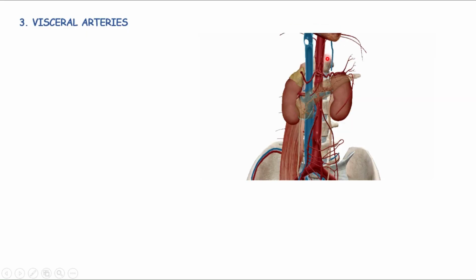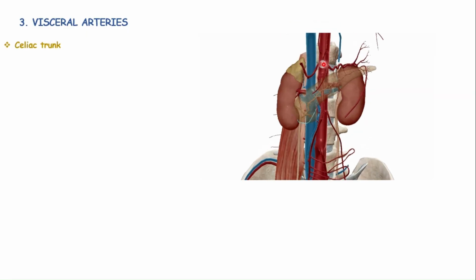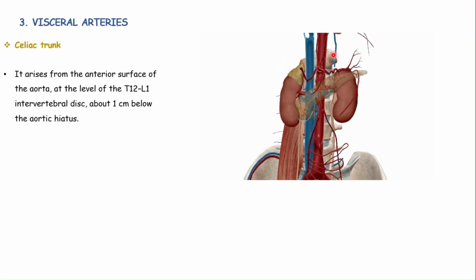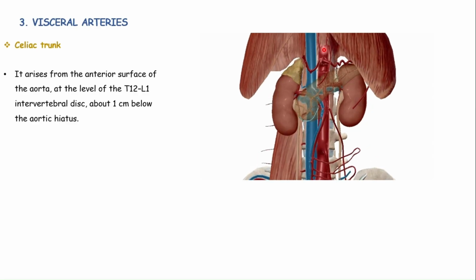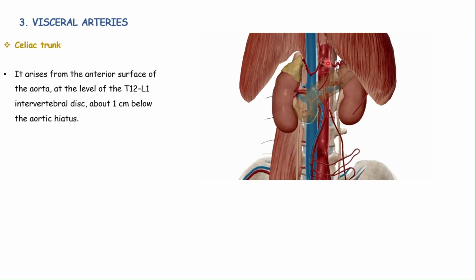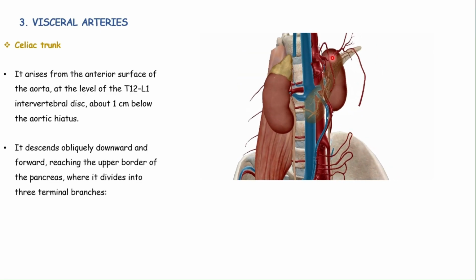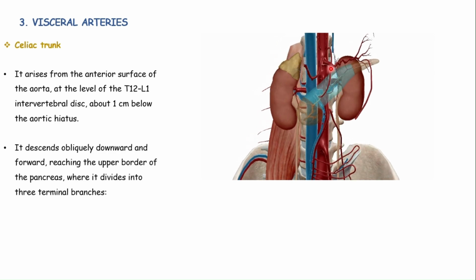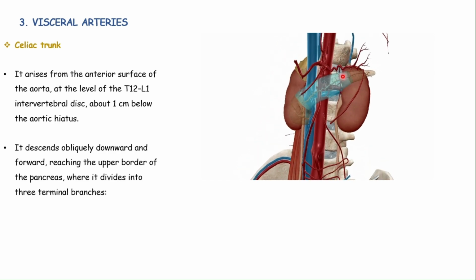Now onto the visceral arteries. The celiac trunk arises from the anterior surface of the aorta, at the level of the T12-L1 intervertebral disc, about 1 centimeter below the aortic hiatus. It descends obliquely downward and forward, reaching the upper border of the pancreas, where it divides into 3 terminal branches: the common hepatic artery, the left gastric artery, and the splenic artery.